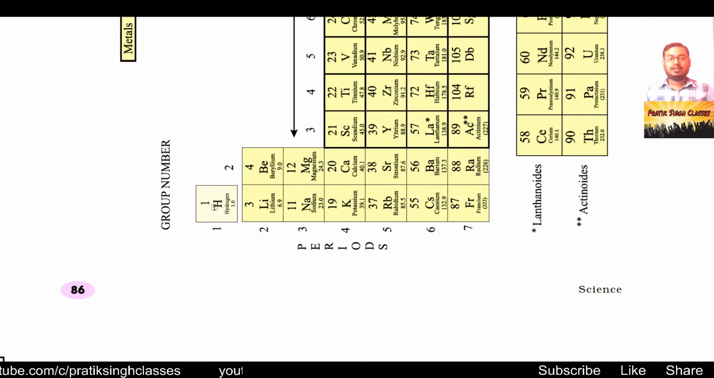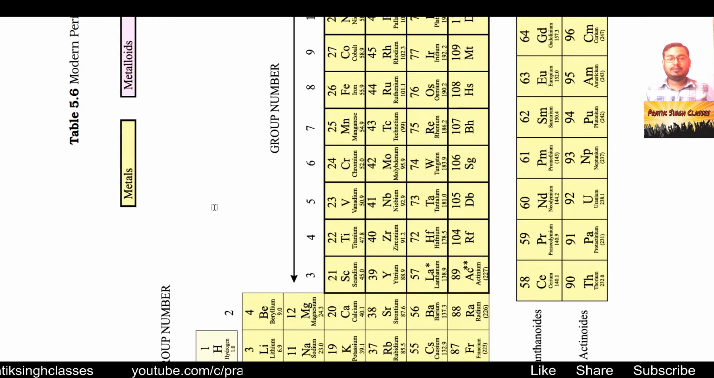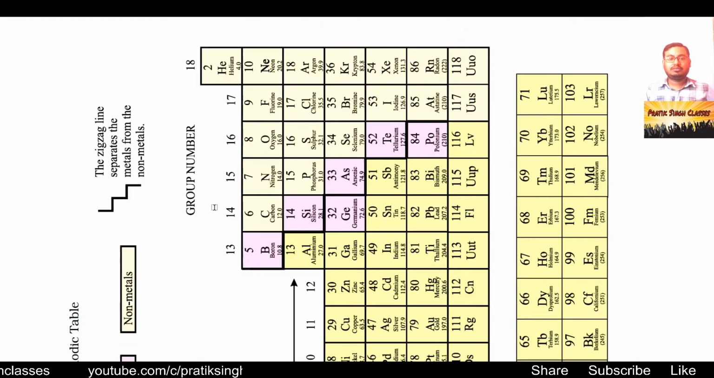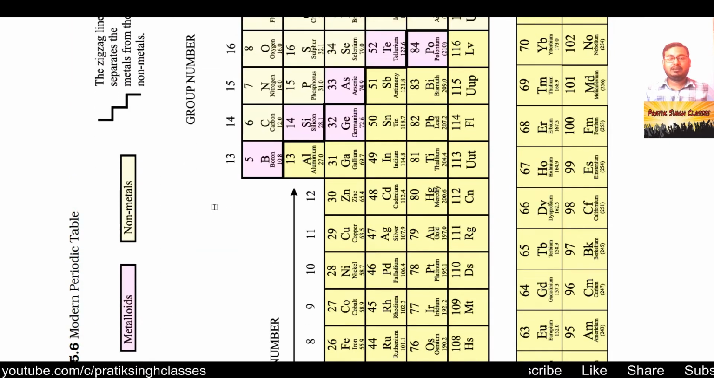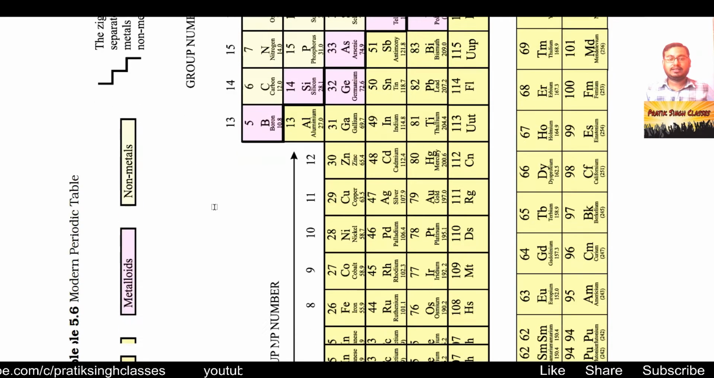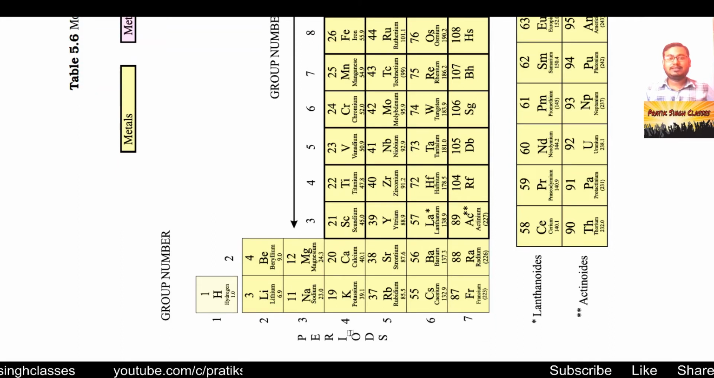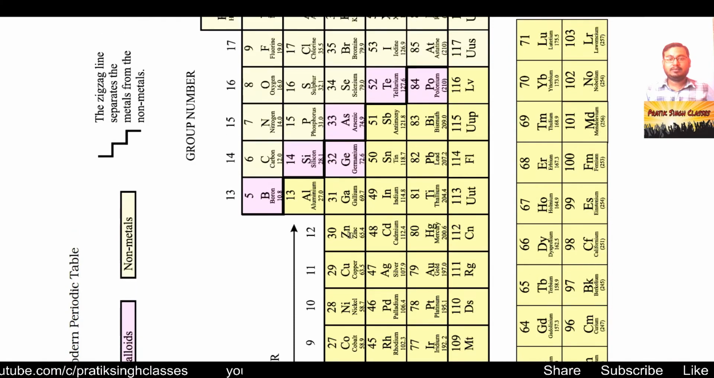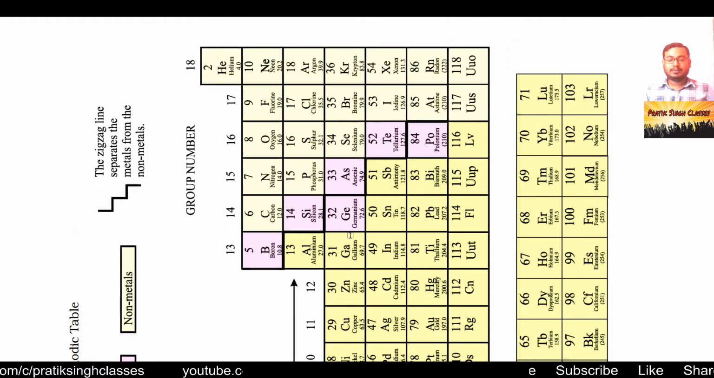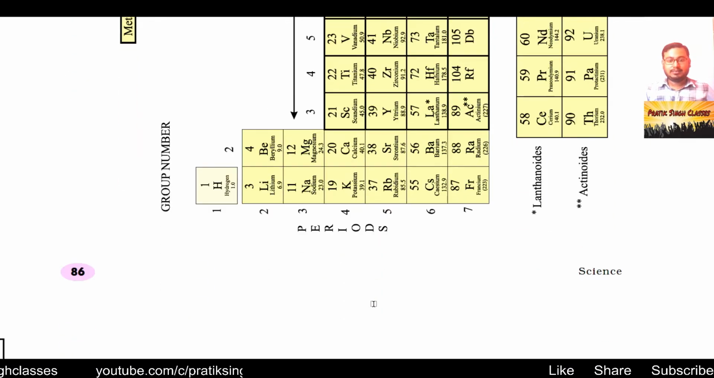In the first period we have hydrogen and then helium. Likewise, in the second period we have lithium, beryllium, boron, carbon, nitrogen, oxygen, fluorine, and neon. Then in the third period: sodium, magnesium, aluminium, silicon, phosphorus, sulfur, chlorine, and argon. That means in the second and third periods the number of elements is the same, but in the fourth period we have additional elements like potassium, calcium, scandium, titanium, vanadium, chromium, manganese, iron, cobalt, nickel, copper, zinc, gallium, germanium, arsenic, selenium, bromine, and krypton. The number of elements in the fourth and fifth periods remains the same.